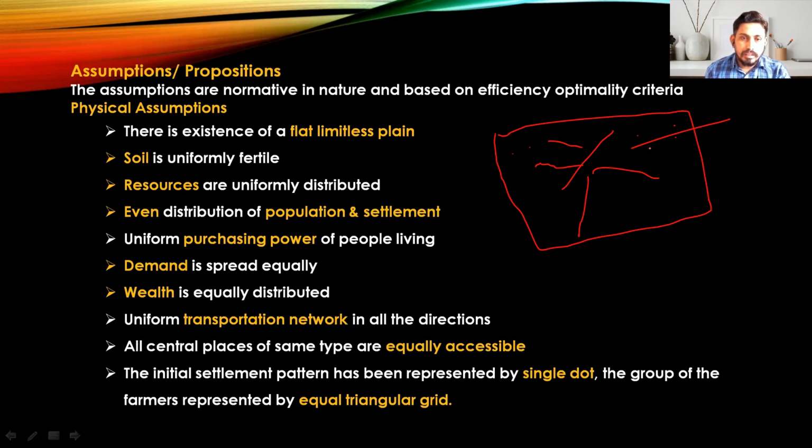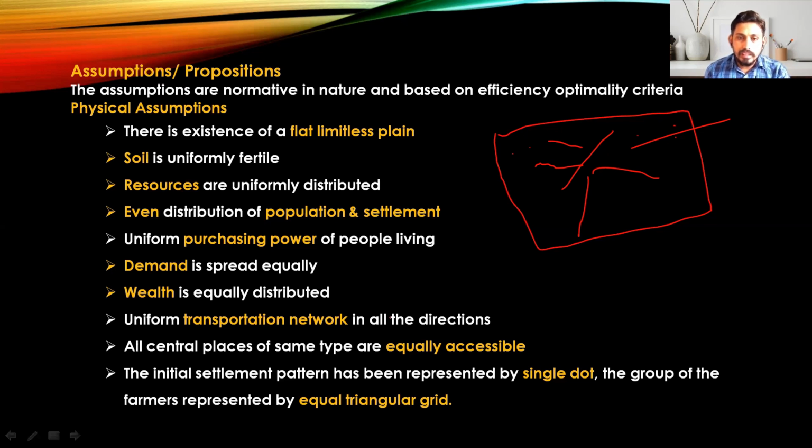Then all central places of the same type are equally accessible. Central places of the same type means there are three kinds of central places discussed in central place theory: lower order, middle order, and higher order central places. Because of the plain area, we have a uniform transportation network throughout the entire area, and that is why there is equal accessibility.